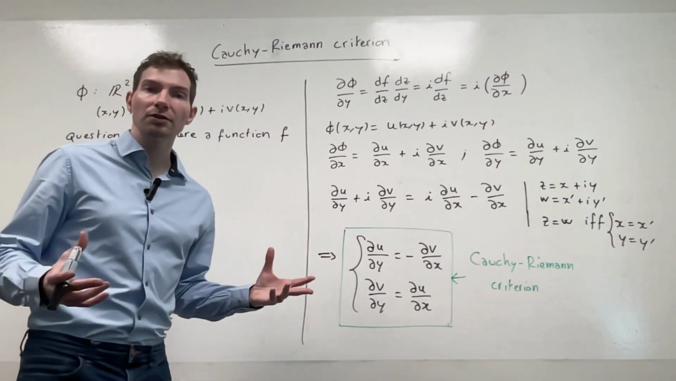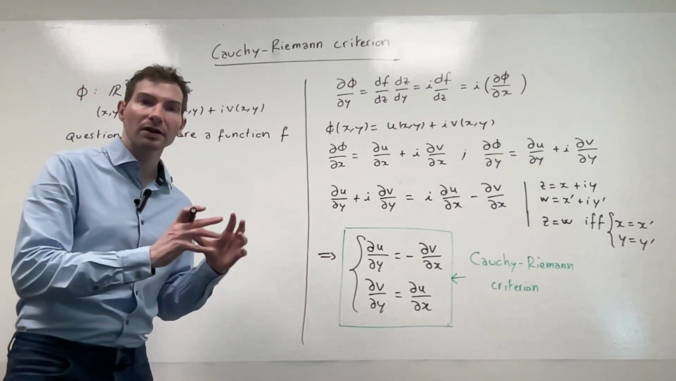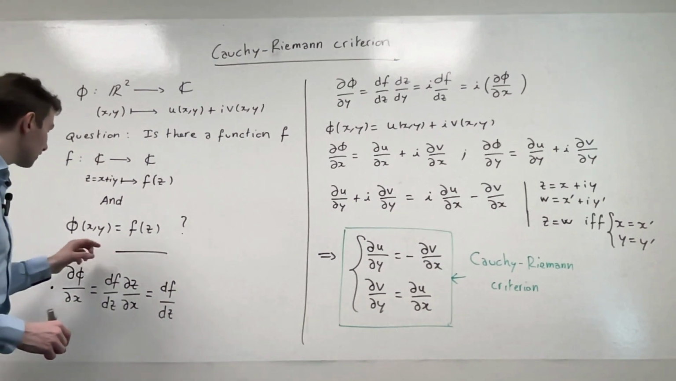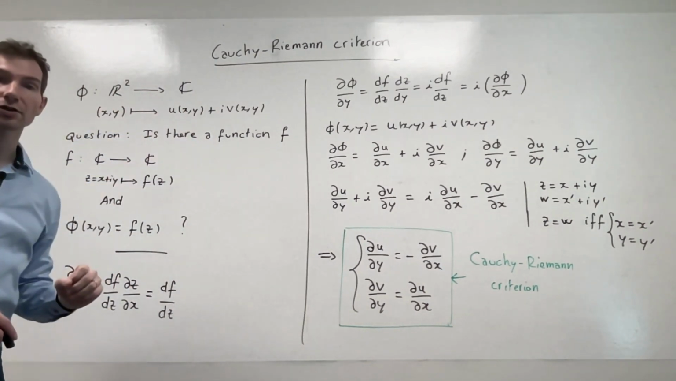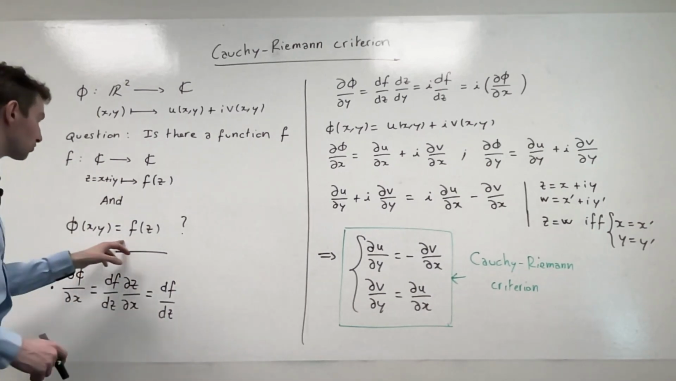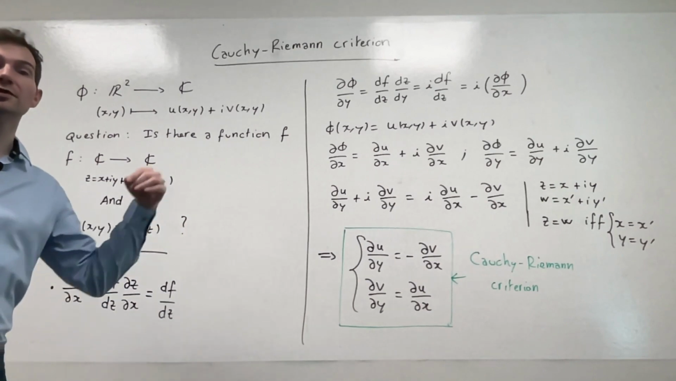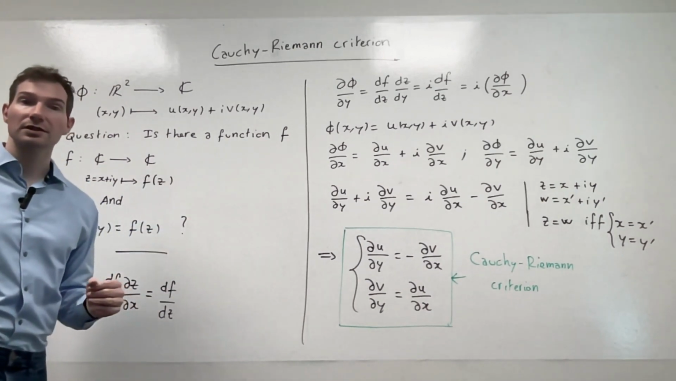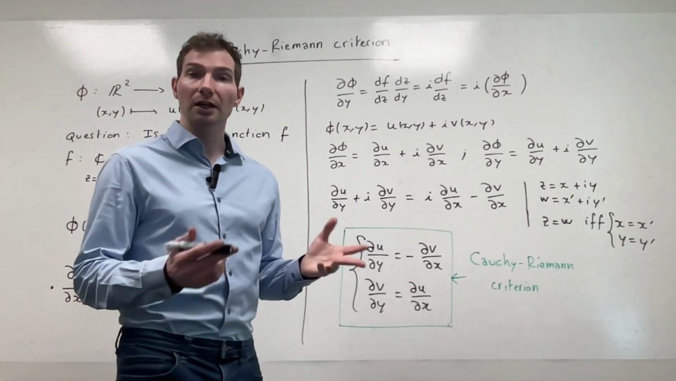So if you don't know how to retrieve these Cauchy-Riemann criteria, just remember that the idea is essentially that you start with a function that goes from R2 onto the complex numbers, and then you want to check whether or not that fits with a function that goes from the complex numbers onto the complex numbers. Okay, so that's it. I hope you found it interesting.